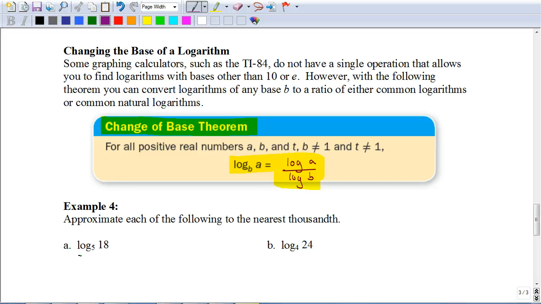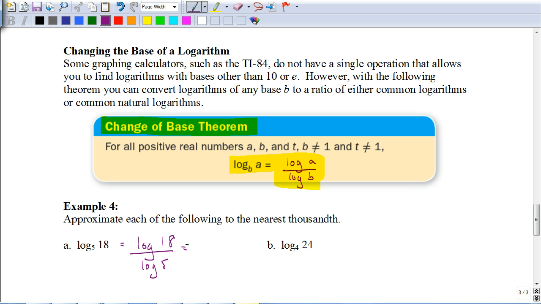All this states is that you just take the logarithm of whatever a is divided by the logarithm of b, and you get your answer. So log base 5 of 18, if I had to do that on my calculator that wasn't a CAS, I would just say it's log of 18 divided by the log of 5, and I would do that on my calculator.